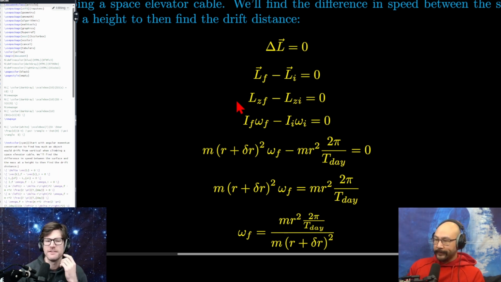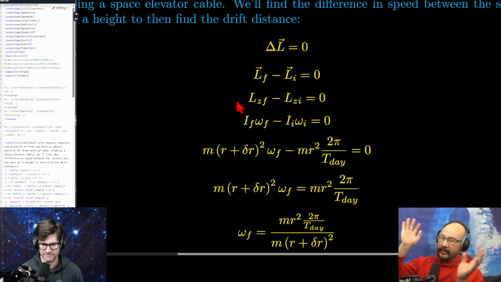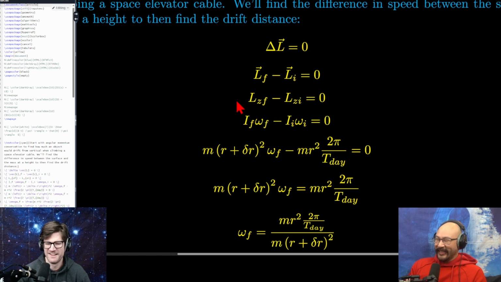Exactly. And I think that's right, because you'd build the space elevator at the equator. If you want it to be geosynchronous, I think it needs to be at the equator, otherwise you get weirdness. Yeah, I agree. So then we plug in for L, which is the simple formula: angular inertia times angular speed.